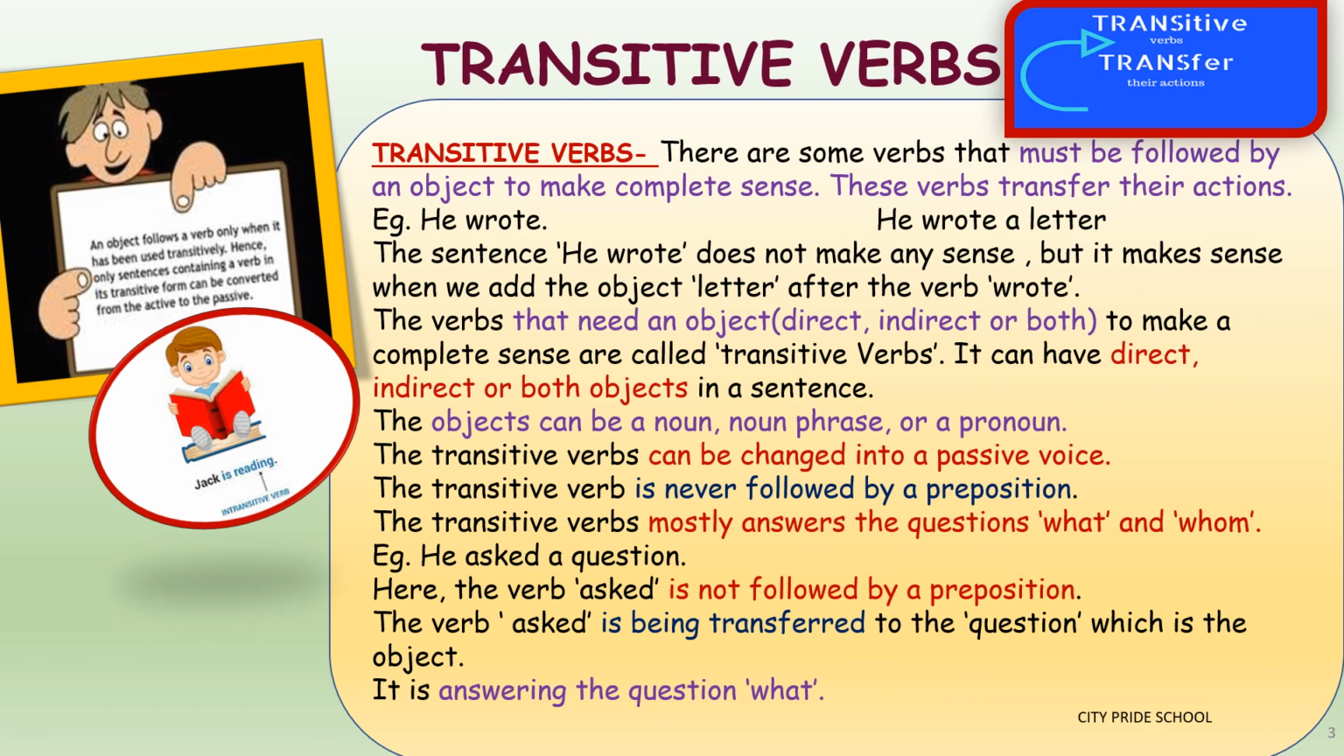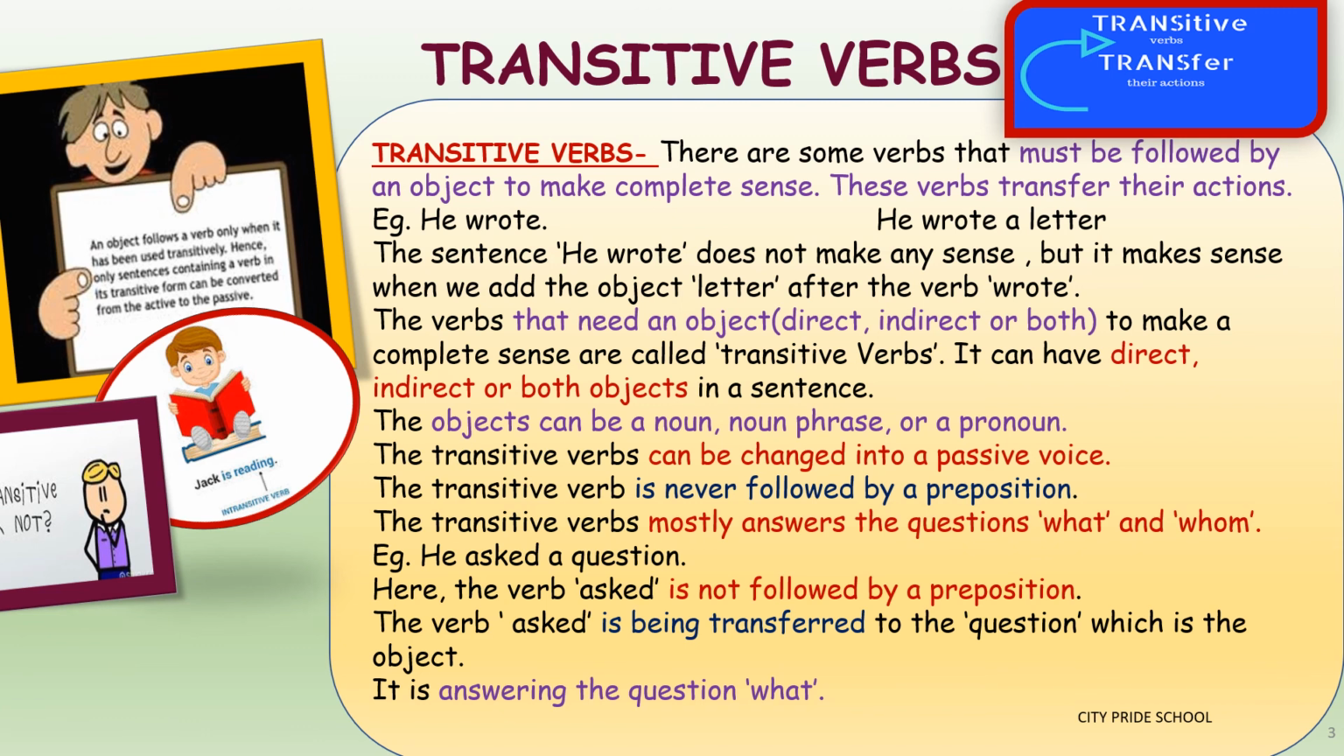So now in all we can conclude that transitive verbs answer the question either what or whom. It should have an object to make sense, and it transfers its action to the object. The most important point is that it is never followed by a preposition and it can be changed into a passive voice. Now let's see what intransitive verbs are.